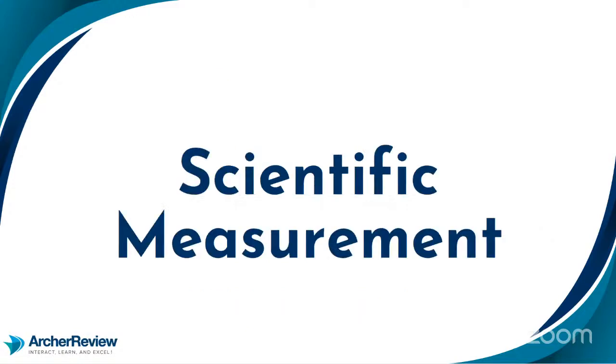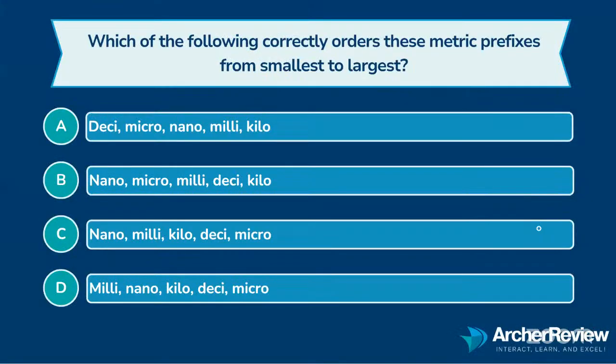Our first category is scientific measurement. Which of the following correctly orders these metric prefixes from smallest to largest? Get those answers out there.